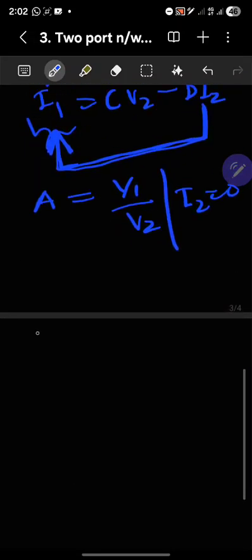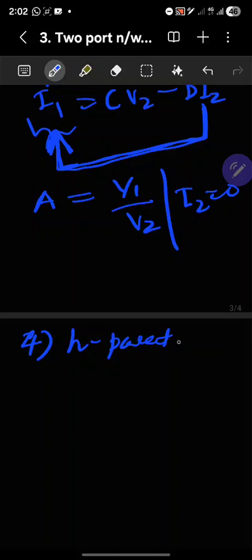Now let us move to the next parameters, that is H parameters. H parameters are also called hybrid parameters.